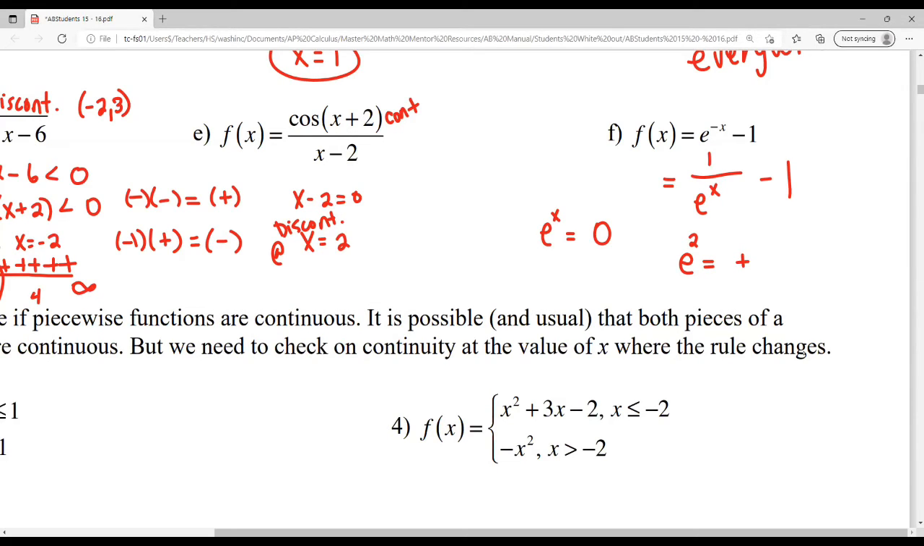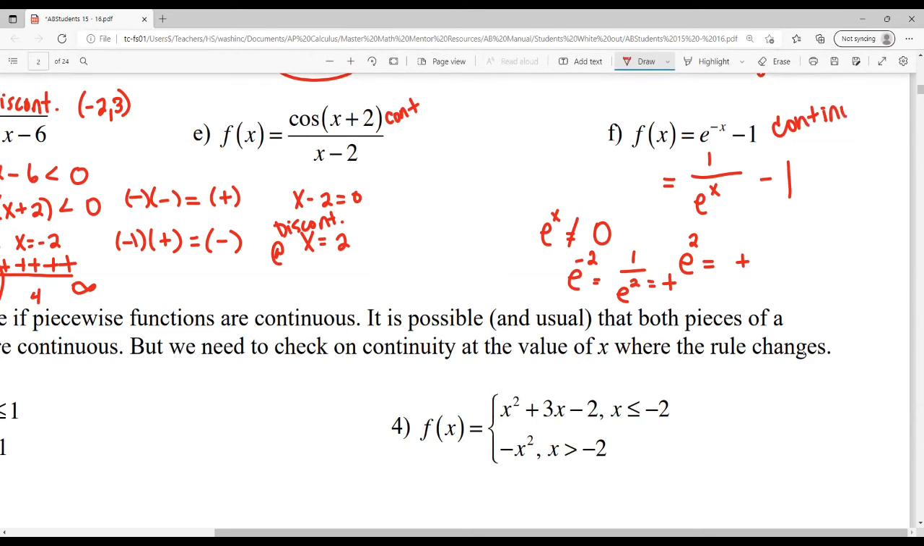If we go below 0, we get e to a negative number. That's just going to be 1 over e squared, which is still not 0. It's still actually a positive number. So in short, e to the x can never equal 0. And since e to the x can never equal 0, our function in part F would be continuous everywhere.